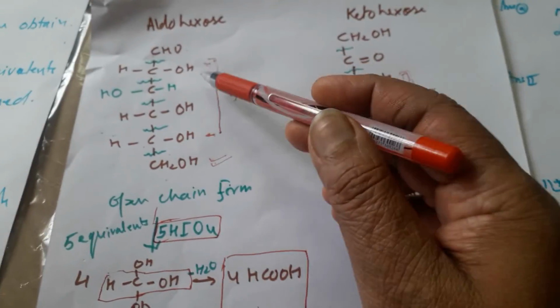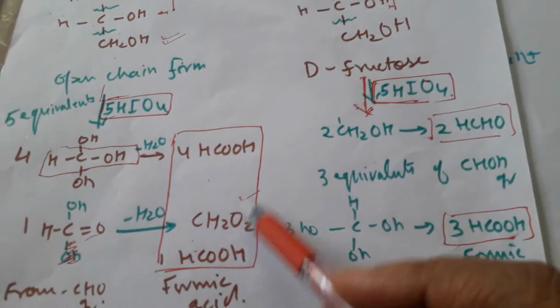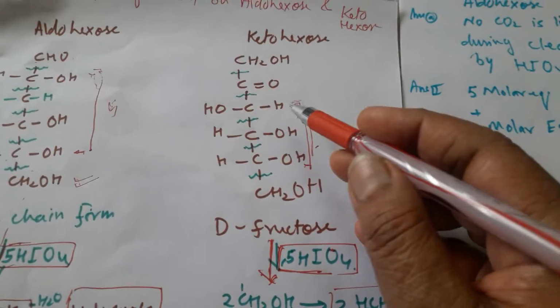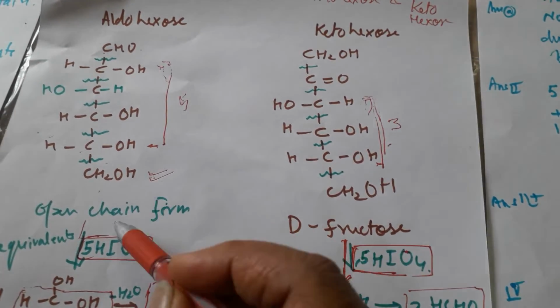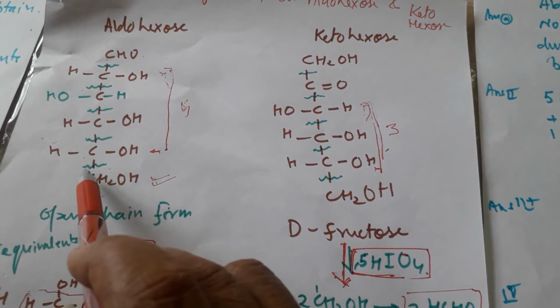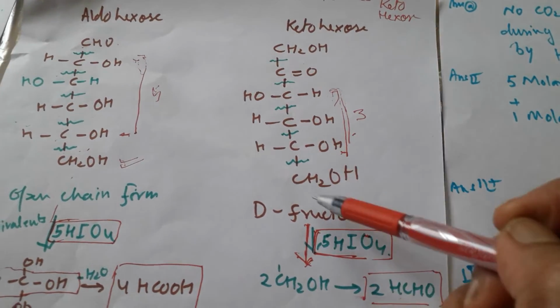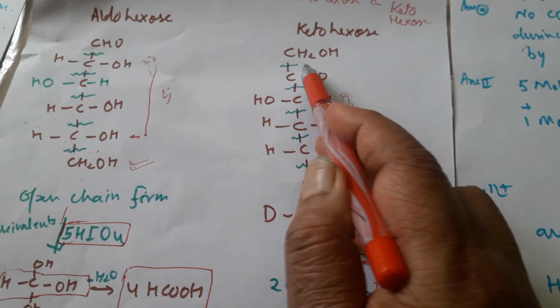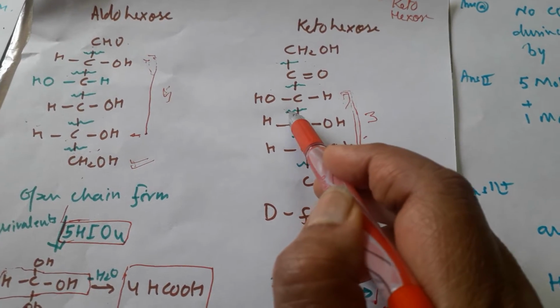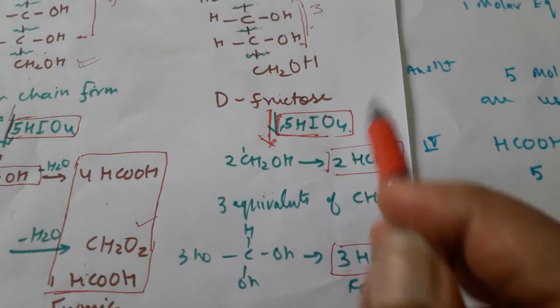I discussed aldohexose, that is glucose. So in the case of glucose, we get 5 moles of formic acid and 1 mole of formaldehyde. And now we will go for fructose. Here, how many moles of HIO4 are we using? How many cleavages did I do? 1, 2, 3, 4 and 5. So 5 moles of HIO4 we are using. Here also 5 moles of HIO4 we are using, because cleavage 1, then 2, then this 3, then this 4 and this 5. What does it mean? 5 moles of HIO4 we are using.